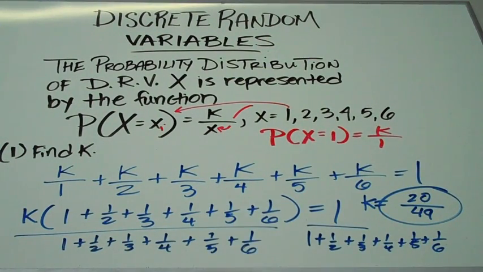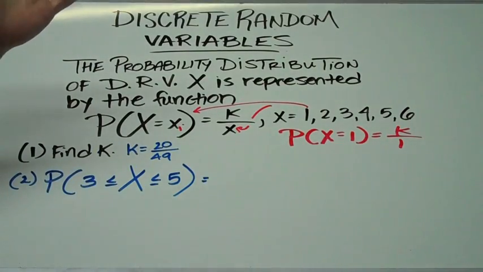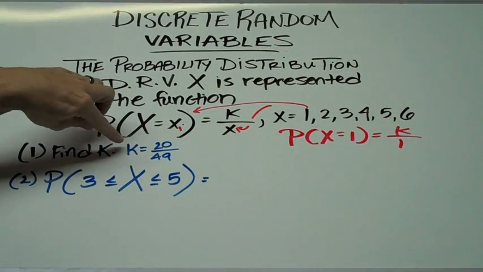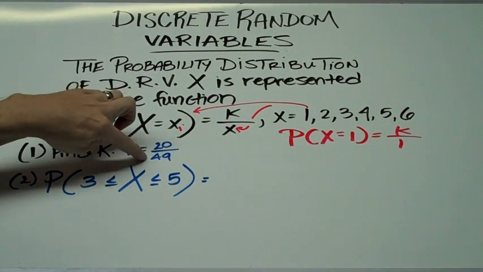The rest there is just simple math. Using the fact that the sum of all probabilities is equal to 1, we found that k is equal to 20 over 49.